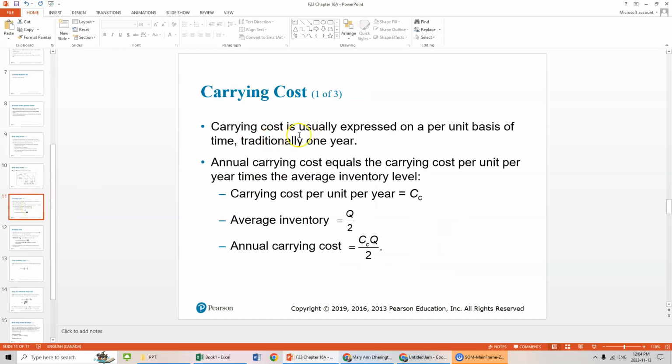We're going to go through these formulas in an example that we'll work on. The carrying cost per unit is expressed as capital C, lowercase c. That's the carrying cost per unit per year. It's based on the average inventory. Because inventory is used up equally over time, we calculate the average inventory and multiply that by the carrying cost per unit, and we'll get our carrying cost.